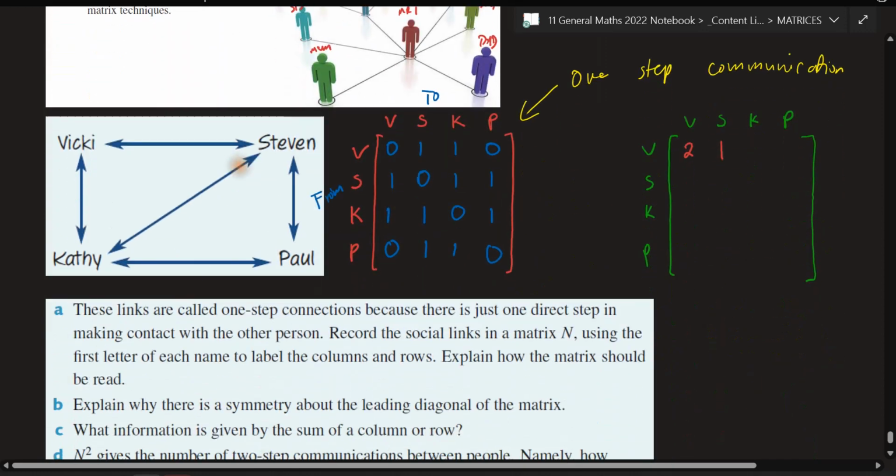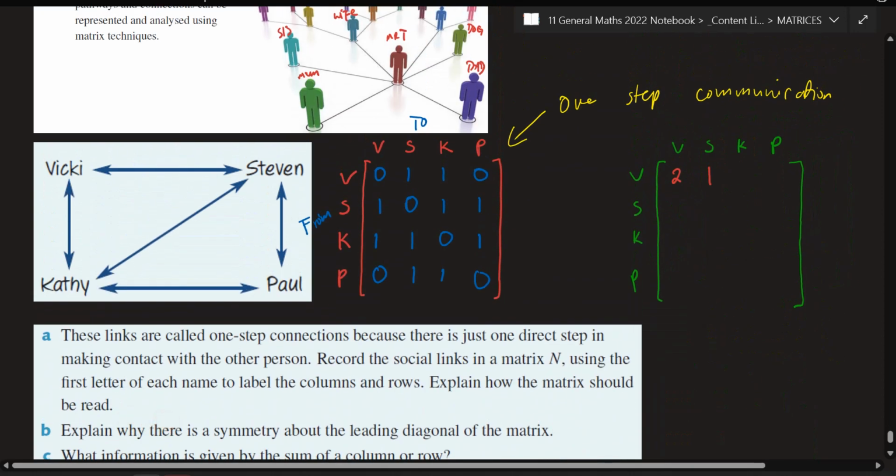But let's just go through this for now so that people can understand and see how to get the steps. What are we up to? V to K, so Vicky to Kathy. Well, that won't work directly, so you'd have to go from Vicky to Stephen to Kathy. That's a 2-step. So V to K is 1, and then V to P. There's 1 there, and Vicky to Kathy is another 1. So 2.